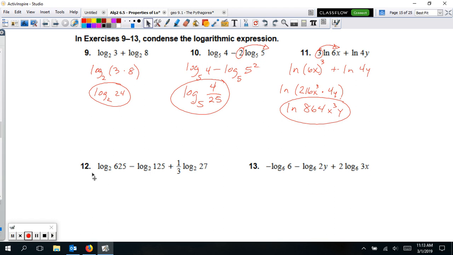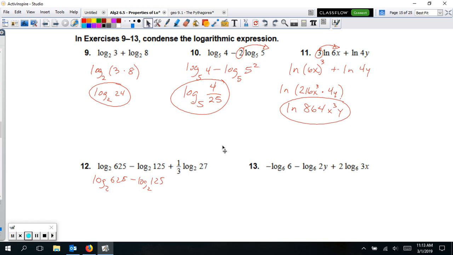All right, coming down to number 12. So we have 3 logarithms now. And if you look for any powers, there is one here with the 1/3. So this 1/3 has to go back up here as an exponent. So that's 27 to the 1/3 power. So we're going to just write those first two just the way they are. We can't do anything with those yet because we have to deal with this last one with the power first.